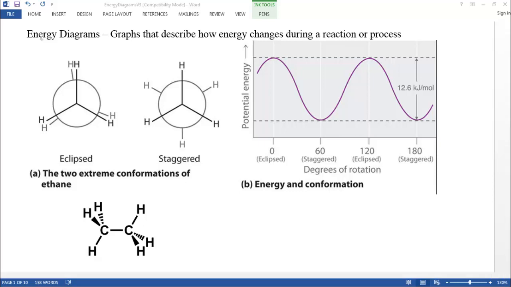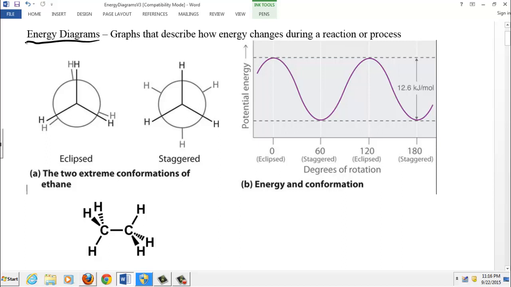Hi everyone. Today I'd like to review energy diagrams. These are simply pictures that describe how energy changes during the course of a reaction or some other process, such as rotations about a single bond.